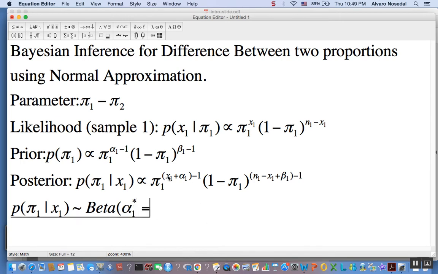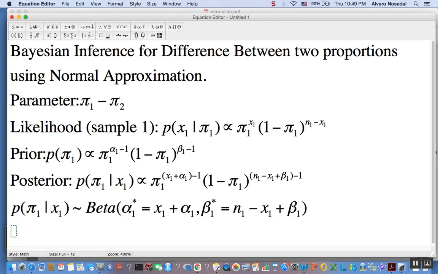is going to be the old alpha plus x1, and beta 1 star is going to be the old beta plus n1 minus x1. Okay. So we're good, right? We have seen something like that before.